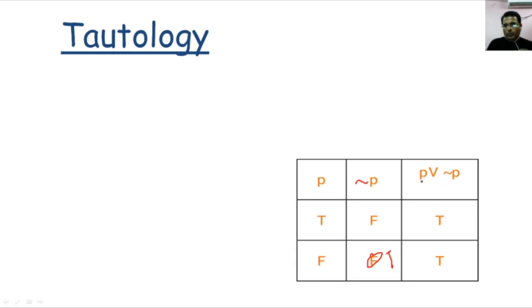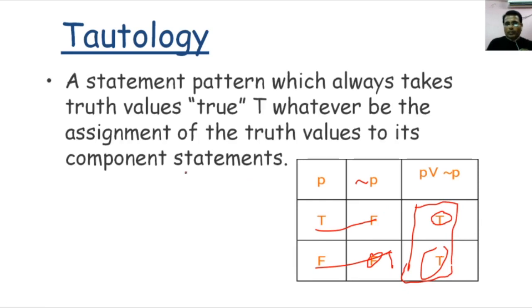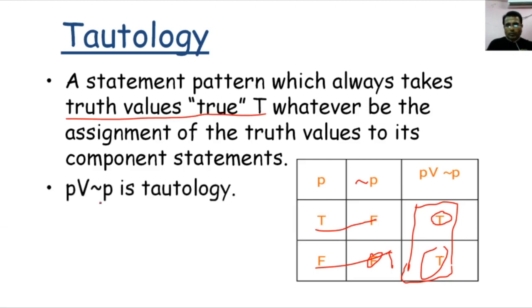Now we will observe that for P or negation P, if you are considering, then it is clear that true or false is true, false or true is true. So the resultant contains all truth values true only. That is why such a statement which contains all truth values T only, a statement pattern which always takes the truth value true only, whatever may be the assignment of the truth values of its component statements, is called a tautology. So P or negation P is a tautology.